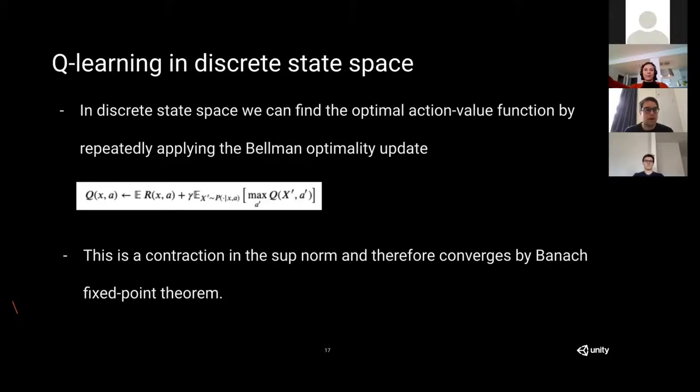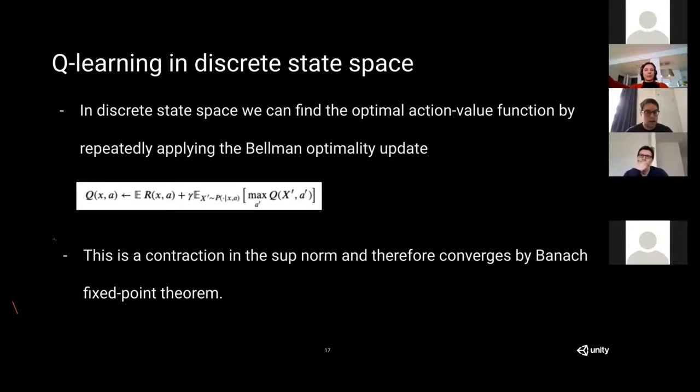All right, so in this kind of setting, we can find the optimal Q function or the action value function by repeatedly applying this Bellman optimality update. So let's take a look at this update. So we are updating this Q function here by the expected immediate reward plus the expected Q value from the next state, given that we always take the action that brings the maximal Q value. So that's the simple Q value Bellman optimality update.